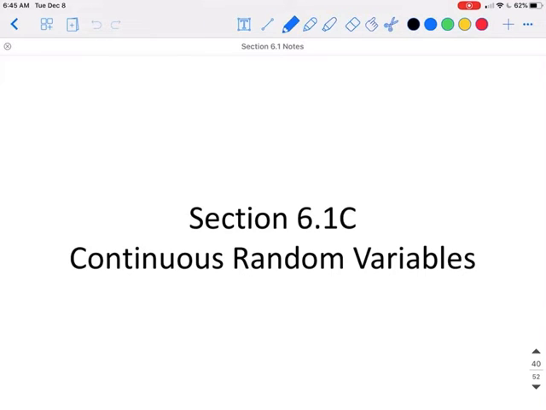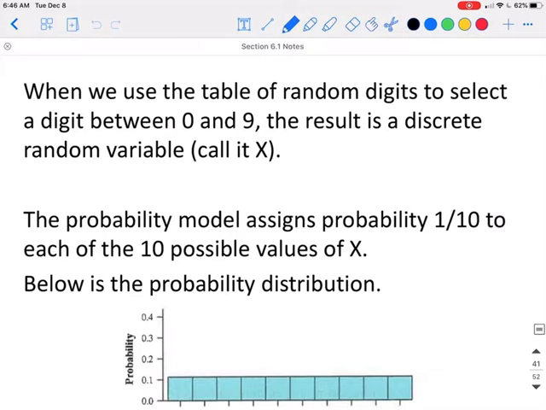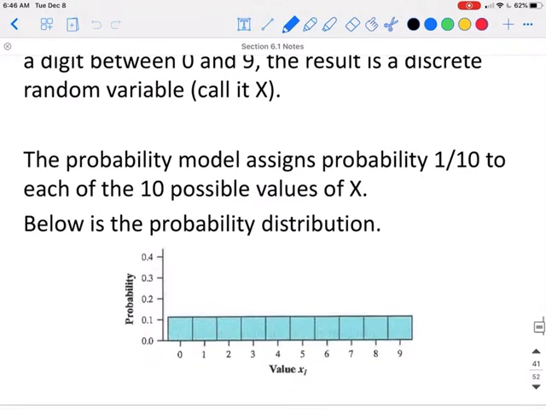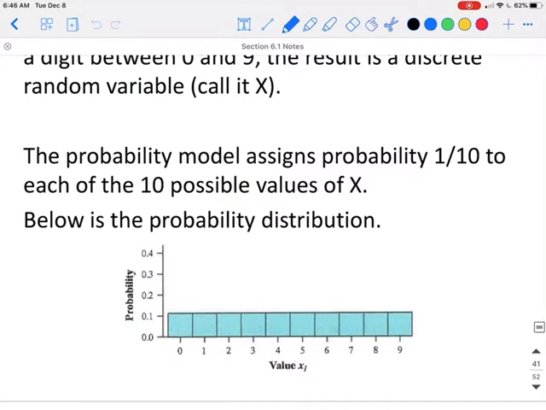This is section 6.1, part C, continuous random variables. When we use the table of random digits to select a digit between 0 and 9, the result is a discrete random variable called x. The probability model assigns probability of 1 out of 10 to each of the 10 possible values. So below is a probability distribution.